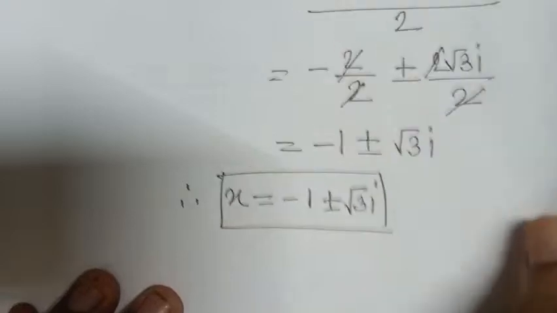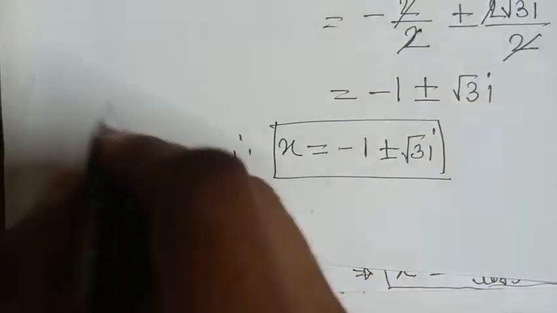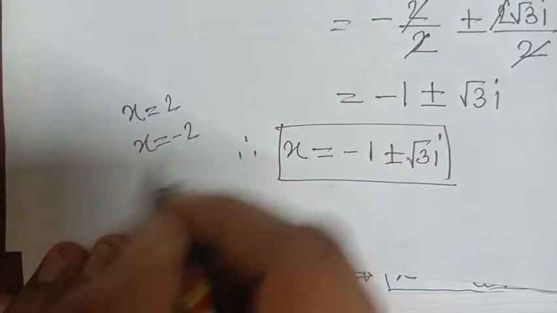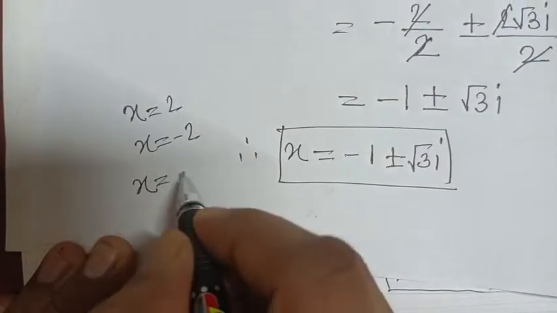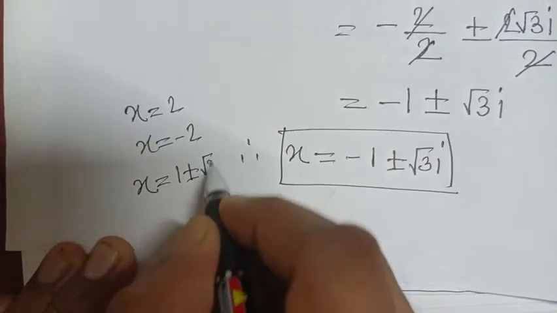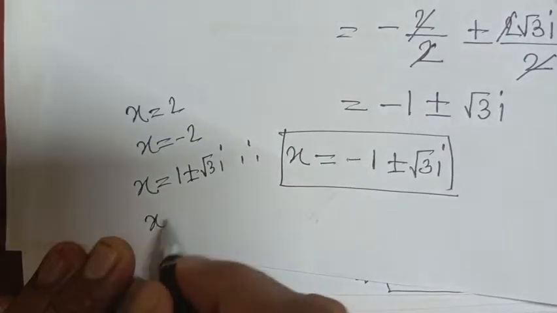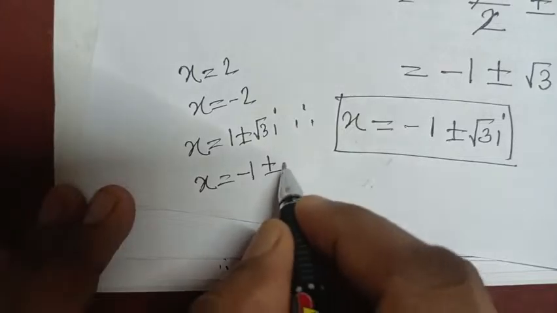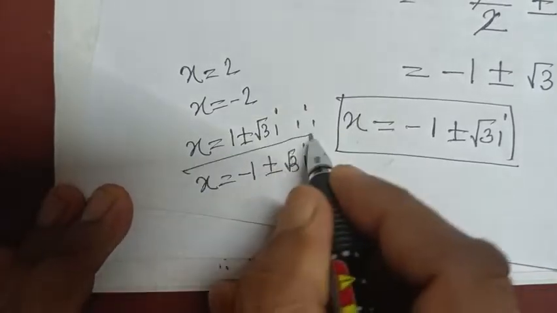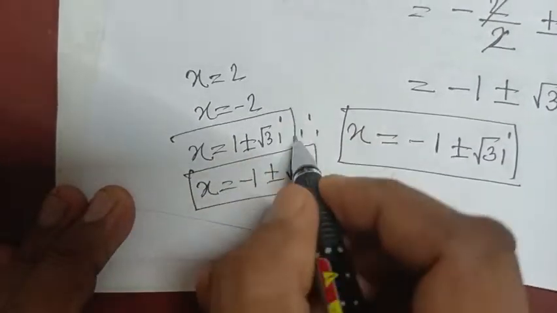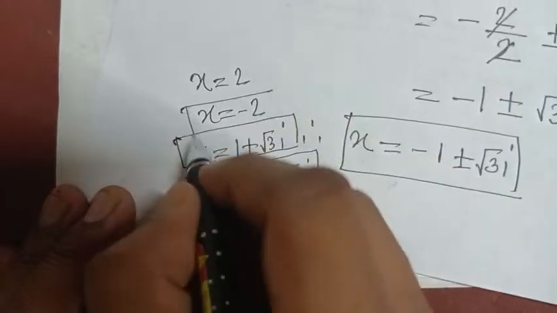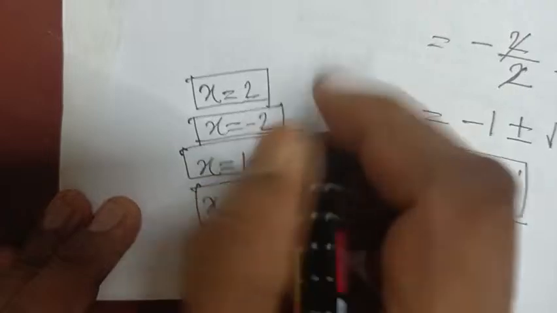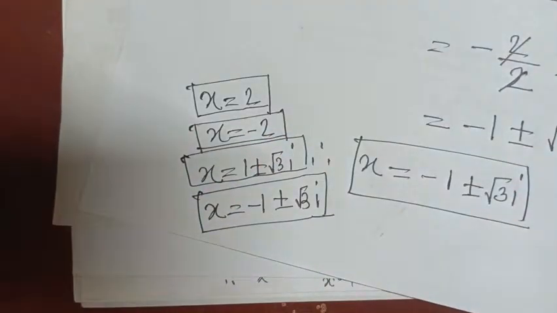So we got 4 solutions: x is equal to 2, x is equal to minus 2, x is equal to 1 plus minus root 3i, and another x is equal to minus 1 plus minus root 3i. The 4 solutions we got from the expression x to the power 6 is equal to 2 to the power 6.